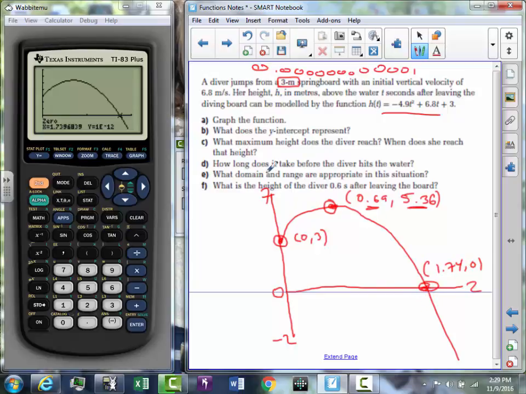So to answer the question, when does the diver hit the water? 1.74 seconds. That makes sense.